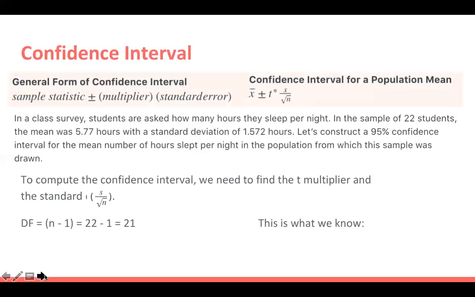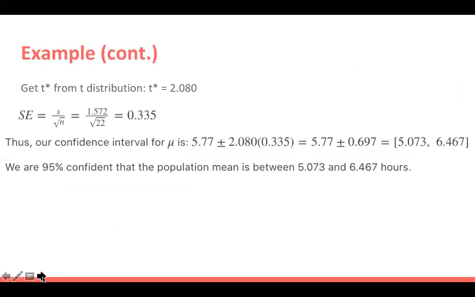So first we calculate our degrees of freedom. Our degrees of freedom is calculated by taking the sample size and subtracting 1. We have a sample of 22 students, so we subtract 1 from that, and our degrees of freedom is 21. Other than that, this is what we know so far. Our sample size is 22, we have an x bar of 5.77, and our standard deviation is 1.572. To plug those in to get our confidence interval, we can get our t star from the t-distribution, and our t star here is 2.08.